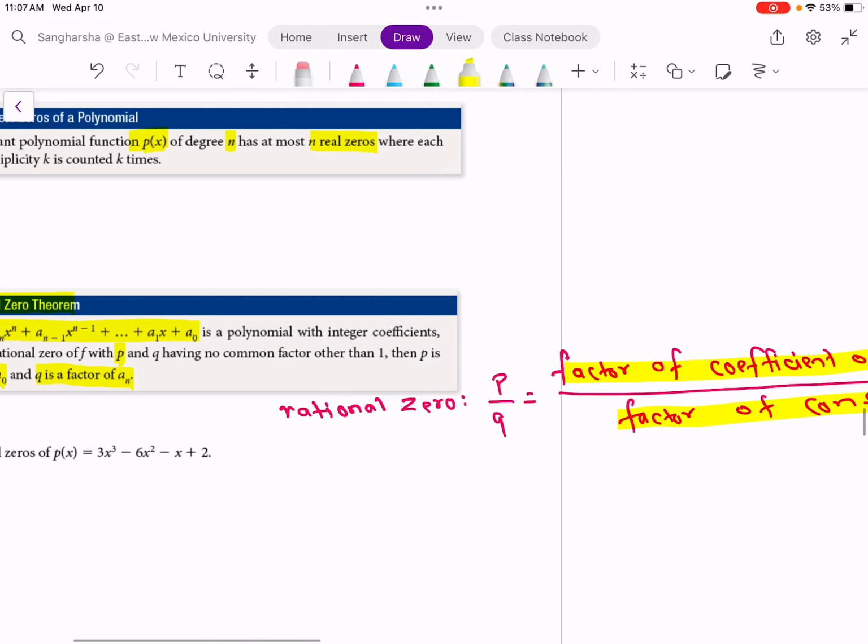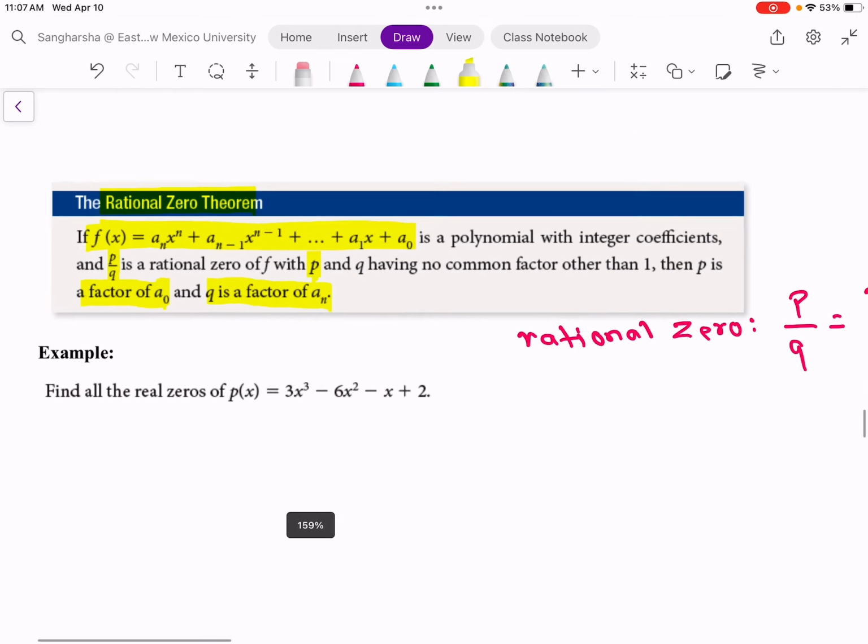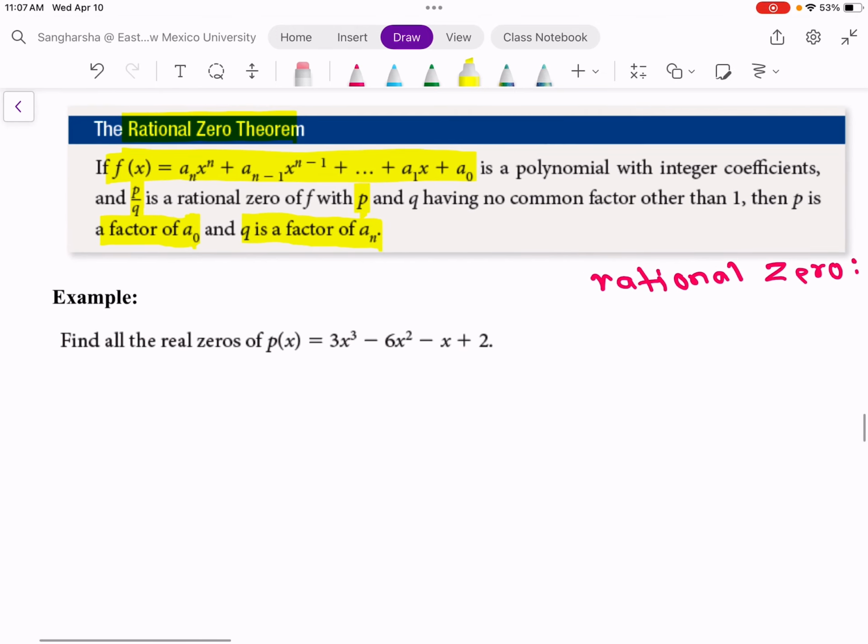Now let's take an example, it will be more clear. Now we have this polynomial function p of x equals 3x cubed minus 6x squared minus x plus 2. Now let's find the rational zero, which is p over q. Now what is p? P is the factor of the coefficient of the leading term. Now in this function, which one is the leading term?